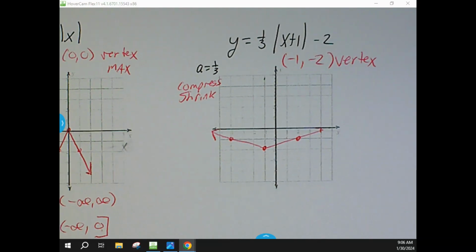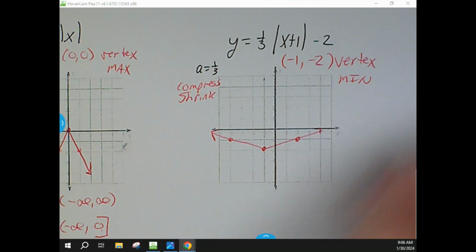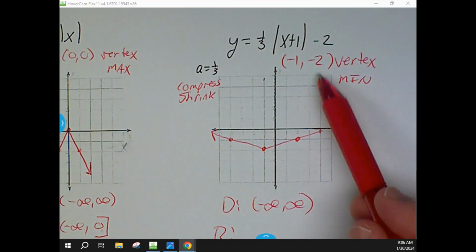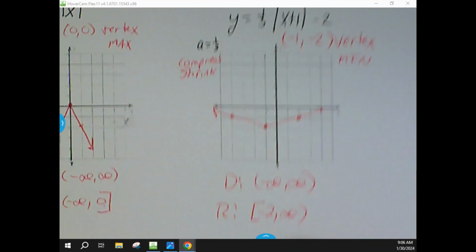Okay, so we got -1, -2. Again, the vertex in this case is at the bottom, so that is a minimum point. Domain, again, never changes. It's still negative infinity to infinity. As for the range, since that's the minimum point, that means that's the lowest value in our y values at -2, and that goes to infinity.